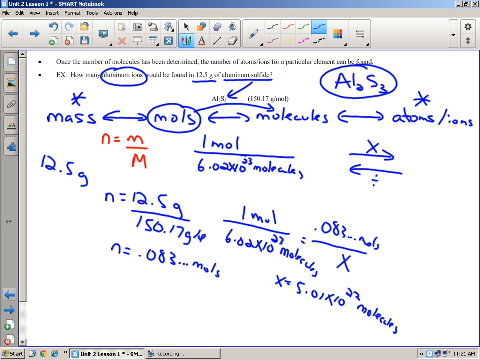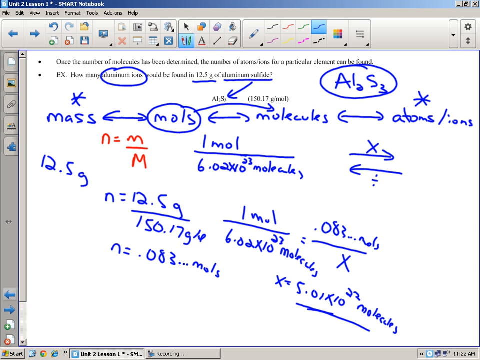So let me ask you this question. This is not a trick question. Okay, follow with me. How many aluminums do I have in this one molecule? Yes, 2. So let's say I had 100 molecules of aluminum sulfide. How many aluminums would I have? Yeah, 200. If I had a bajillion, how many aluminums would I have? 2 bajillion, yes? So for every one molecule, I need 2 aluminums, right? I need 2 times the aluminums.